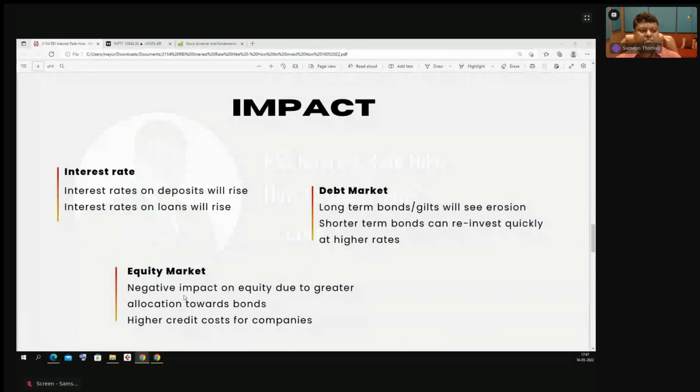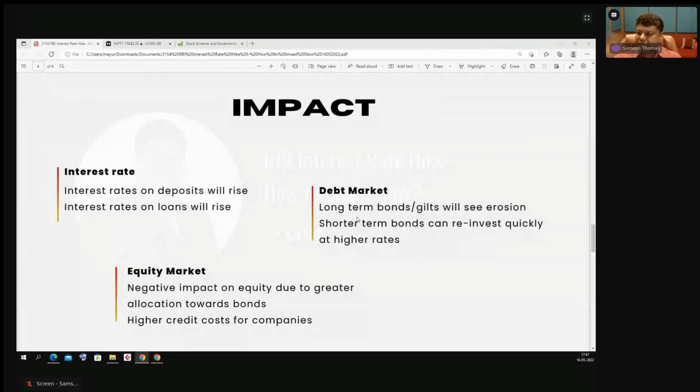So there's a negative impact on the equity due to greater allocation towards bonds. Like I said, market will move towards bonds. They will move towards fixed interest bonds. And you're asking what is a good investment? Is fixed deposit good? Shorter term bonds are the best things that you can put in right now. Short term bonds, right? Not even long term bonds.